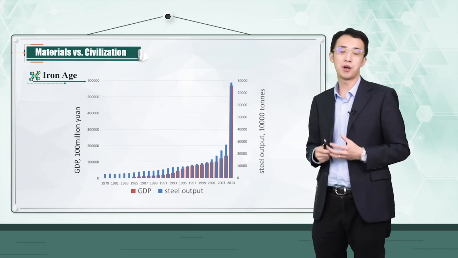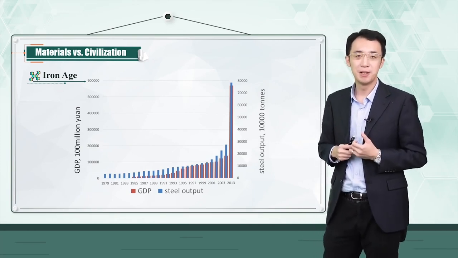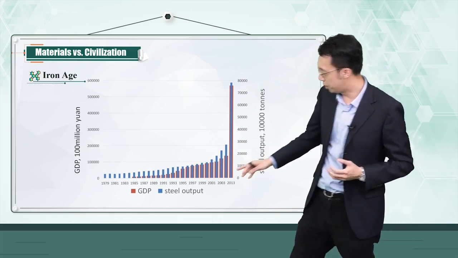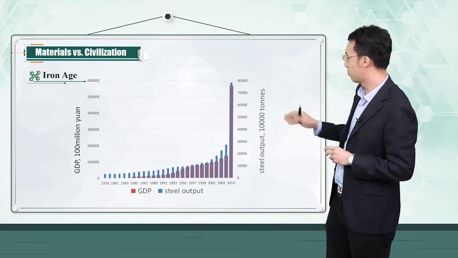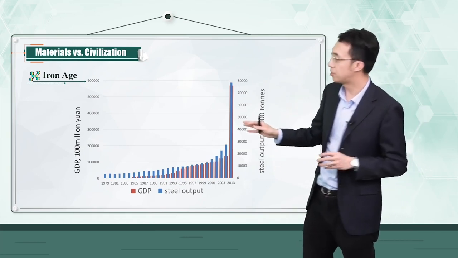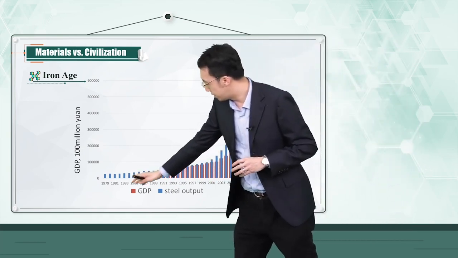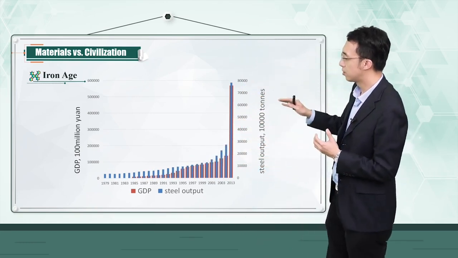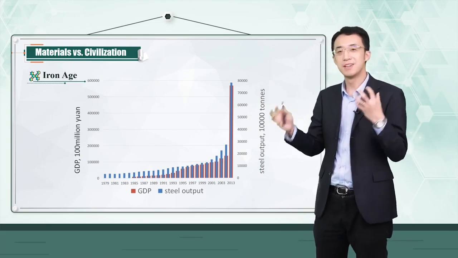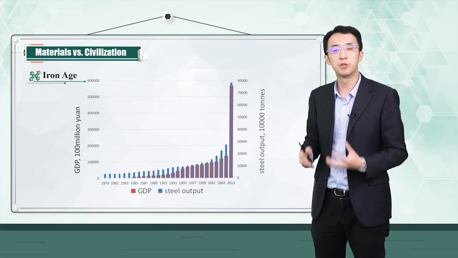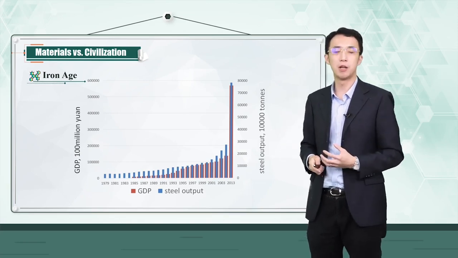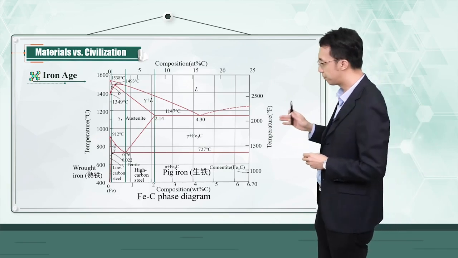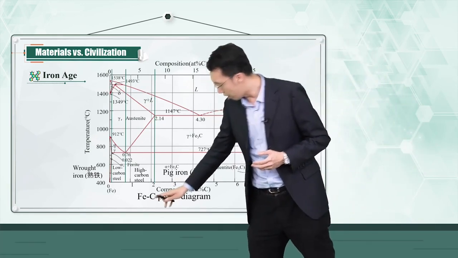And usually a nation's economy can be measured by the total volume of steel it can produce. For example, this shows the GDP of China together with the steel output. You can see that there is increasing steel production with the increasing total GDP of the country. So the amount of steel a country can produce is a real measure of the strength of the economy of that country.